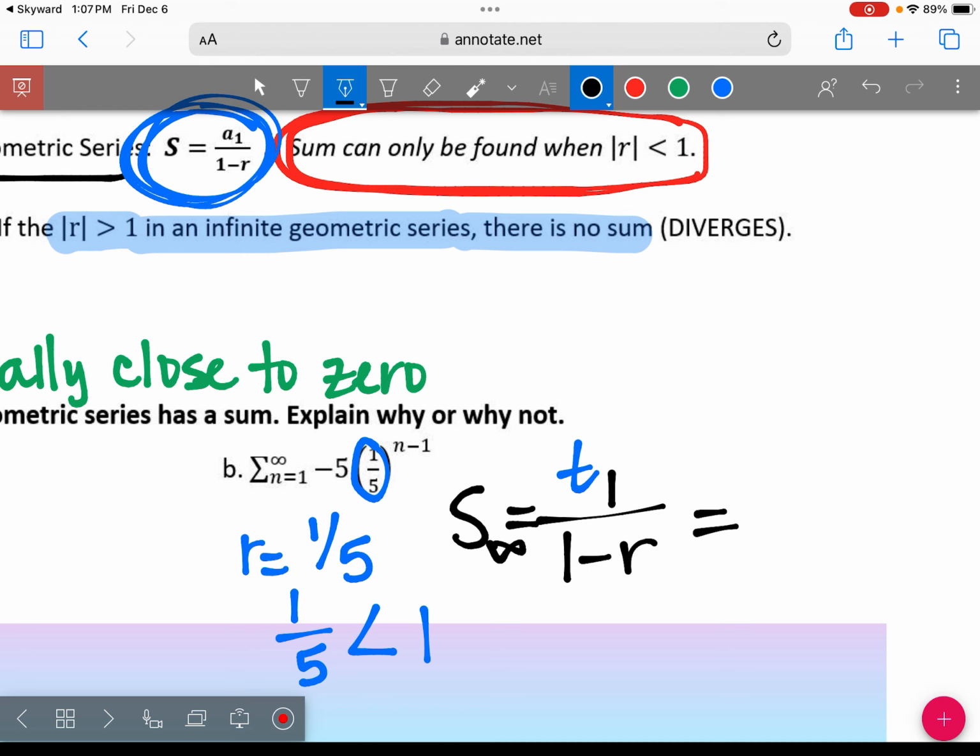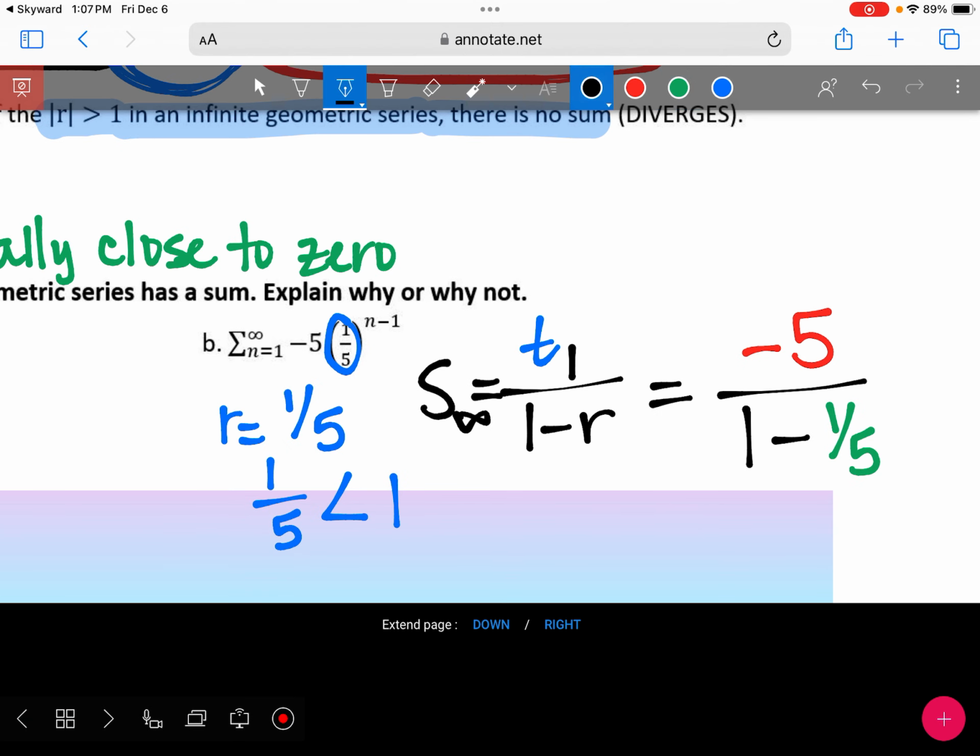So in this example, T1 is what? What's the number in front of the base? -5. And we're going to divide that by 1 minus the common ratio, which is 1/5. Go ahead, type that in your calculator to get your sum. That's your infinite sum.